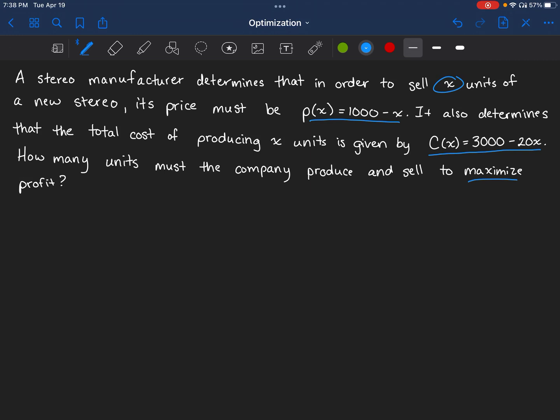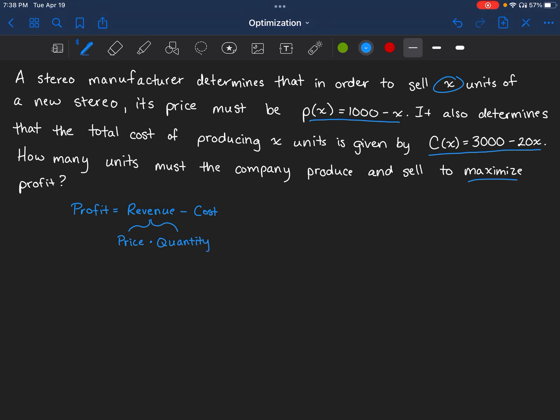So in this case, there is no picture that we really need to draw, but we do need to know one thing about profit, and that is that profit equals revenue minus cost. And the other thing we need to know is that revenue can be found by taking the price of an object and multiplying it by however many we sell.